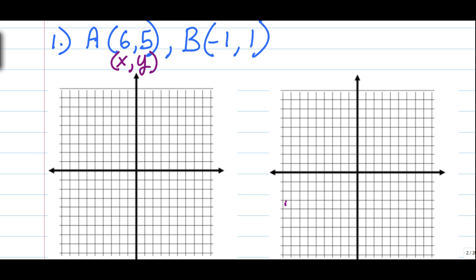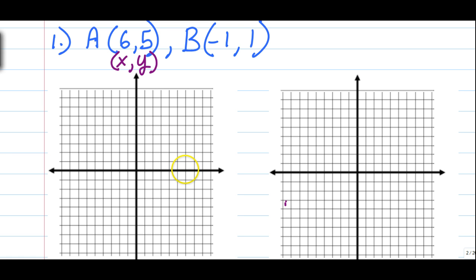In this case, we're given for point A a positive 6. So we'll move out to the right 6 places. 1, 2, 3, 4, 5, 6. We now have the 5. The 5 is for the y-axis.